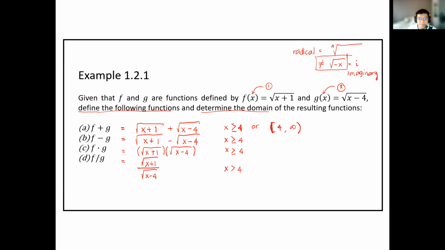Okay? So did you get it? So questions or clarifications?